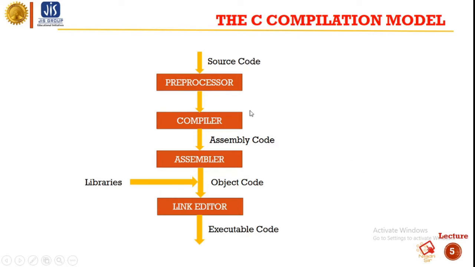So at first we have the source code. Source code goes to the preprocessor. From the preprocessor it moves to the compiler. The compiler produces assembly code. This assembly code goes to the assembler. From the assembler, the object code is inserted into the link editor. On the other hand, library files are also moved to the link editor. And the link editor produces the executable.